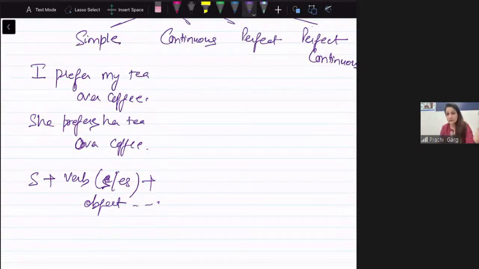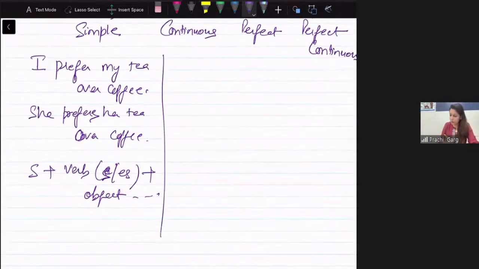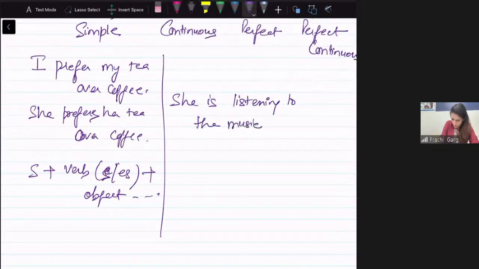Am I clear? Yes, is simple present easy? Simple present is quite easy. It's not very difficult to understand. Now let's come to the continuous part. Okay. Now in continuous, I'll use another sentence. Let's not use this sentence. Okay. In present tense, she is listening to the music.